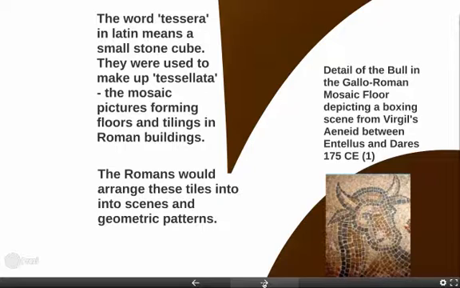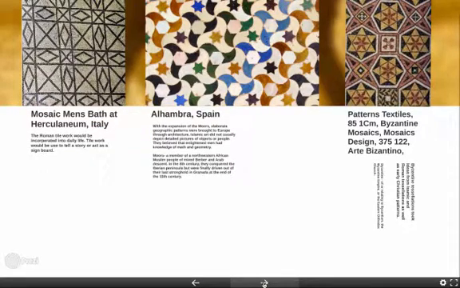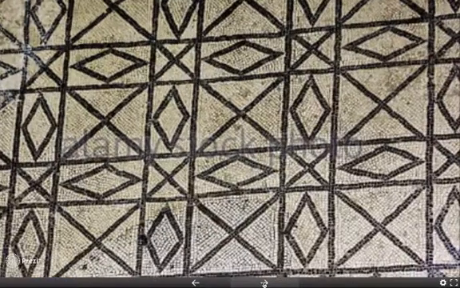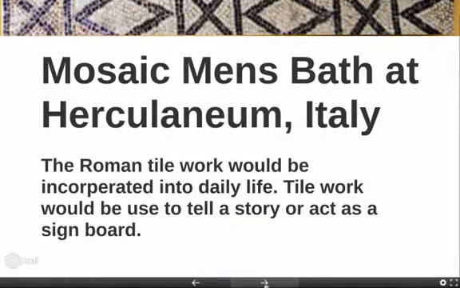Now, not all cultures, we're going to find out, put certain objects or people in their mosaics. Alright. Now here's another example of a Roman floor. You can see we have squares, triangles, diamonds, various shapes. Now this was a mosaic men's bath at Herculaneum, Italy.